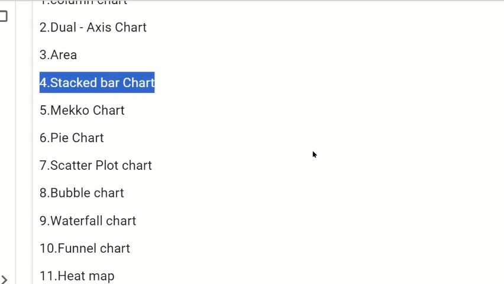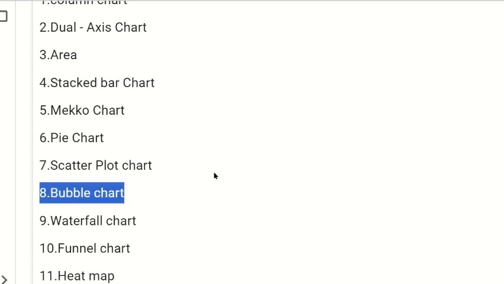Scatter plot chart means using dots to represent data. That's the scatter plot chart, and bubble chart is mostly shown in maps, I think, like the density. The circles represent the density: sometimes small, sometimes big and dark, based upon the data count, the volume of the density.